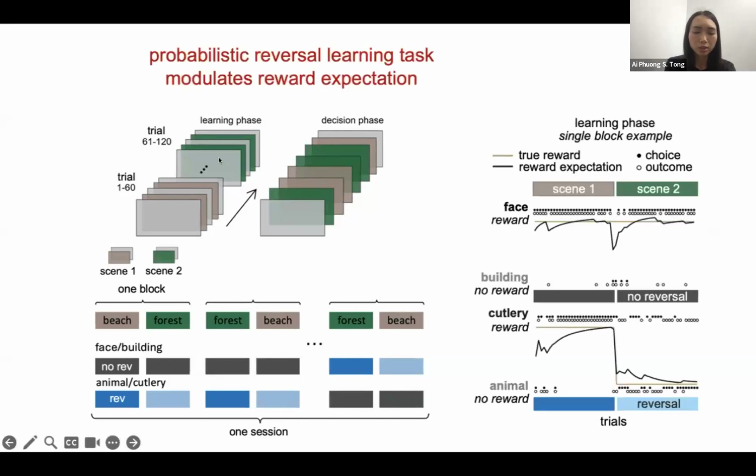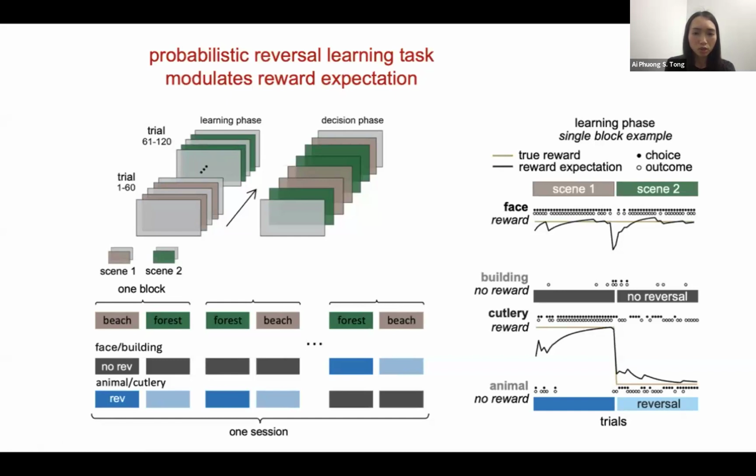And so on the right here, the black line is an example of the trial by trial reward expectations that we inferred from the observed choice behavior in one block. It ranges from 0 to 1, where 1 means an expectation of reward 100% of the time. And you can see the reward expectation converges toward the true reward in gold by the end of each scene for each item set. The face and building is on the top and the cutlery and animal on the bottom.